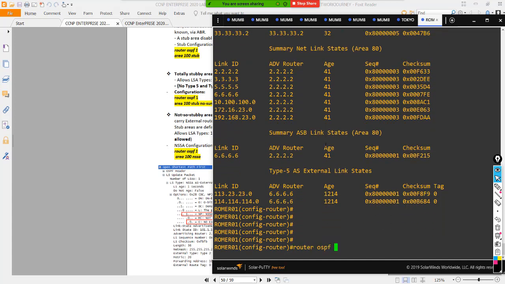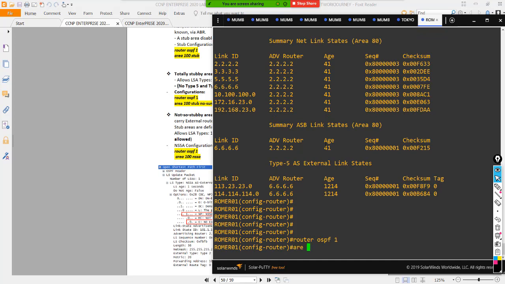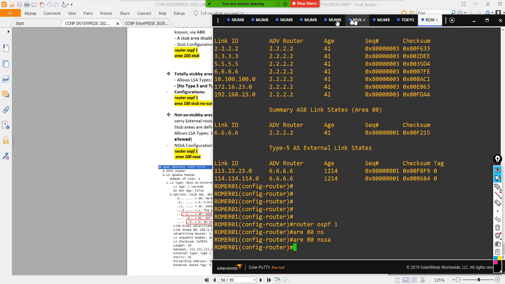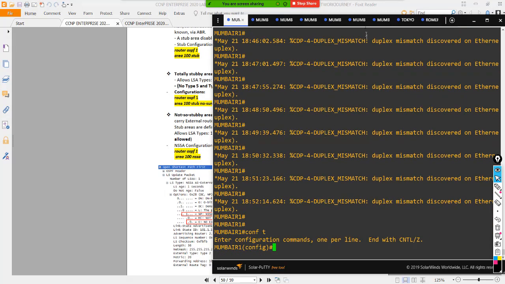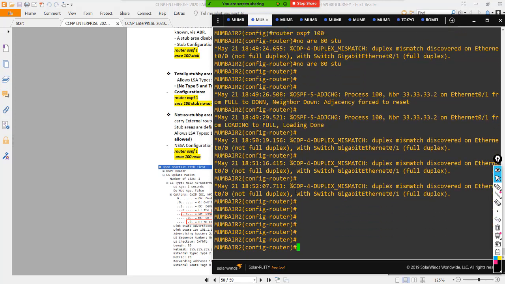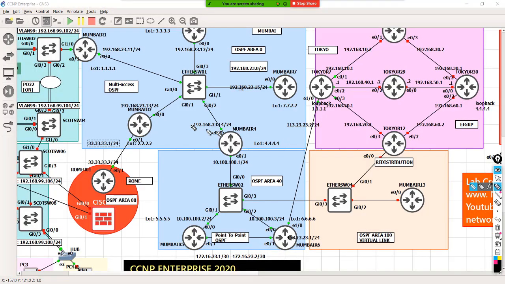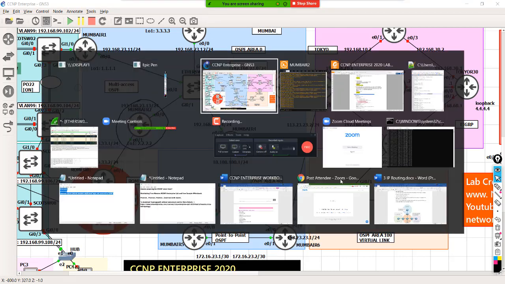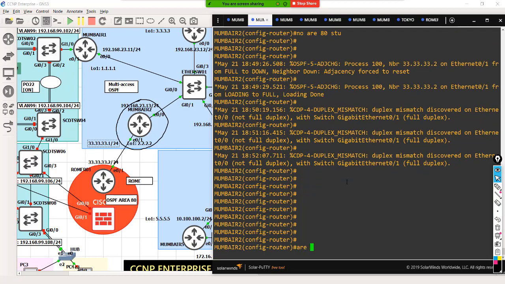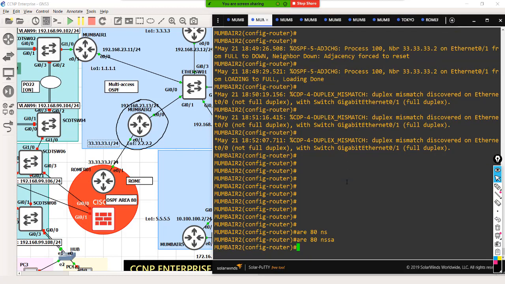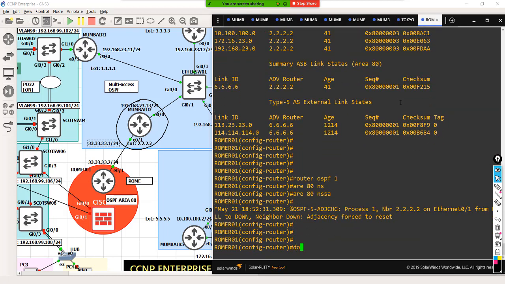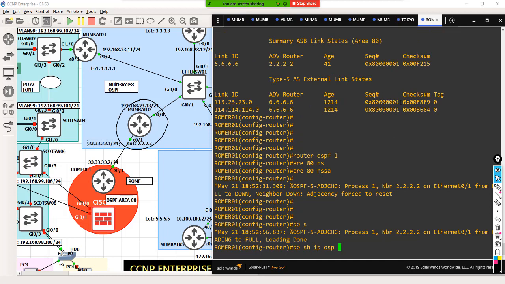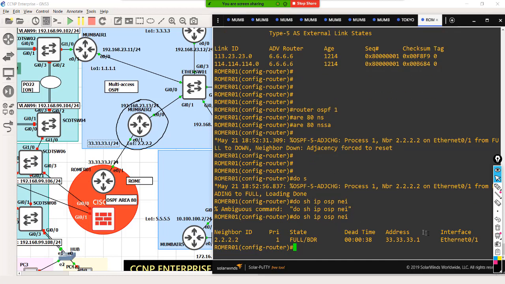Okay, let me go to the OSPF process. Let's say area 80 is not so stubby. I'm going to the first router. I go to the second router, in this case the Mumbai router. So I go to Mumbai router 2. I say area 80 is not so stubby. Okay, so the process will come up. Let's double check by show ip ospf neighbor. So we can see they are forming neighbor.